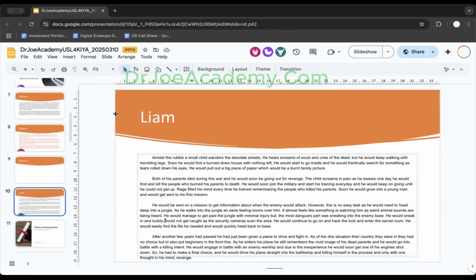He would continue to go and hack the lock and enter the secret room. He would easily find the file he needed and would quickly head back to base. Another few years had passed, and he had just been given a plane to drive and fight in.